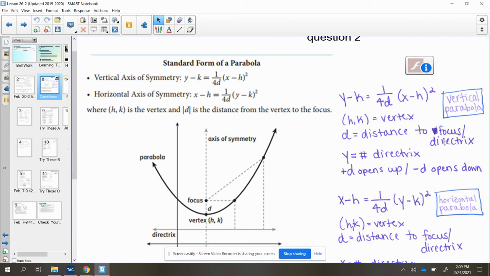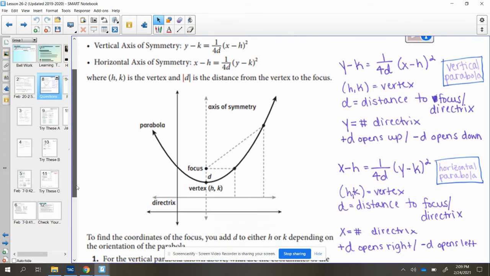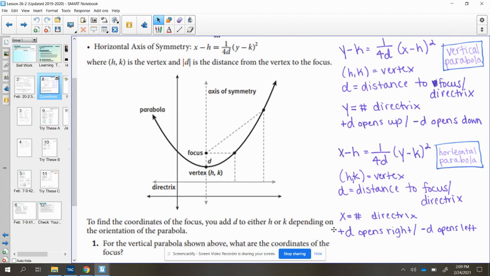It's going to be the same from your vertex to your focus and your vertex to your directrix. And then for our up and downward facing parabolas, y equals whatever number is your directrix, because it's a horizontal line. That would change for the left and right facing parabolas, because it would have to be a vertical line.